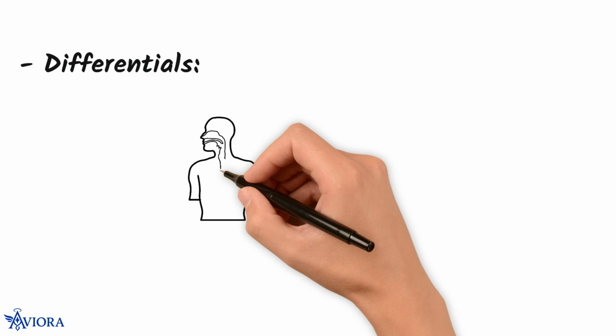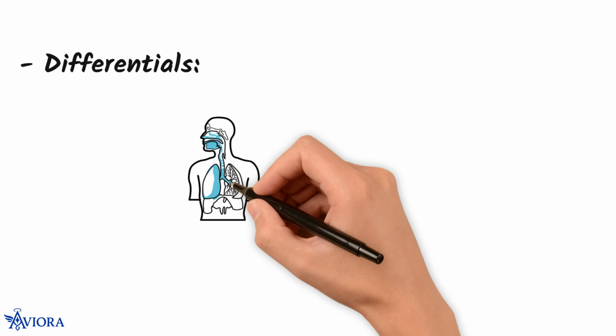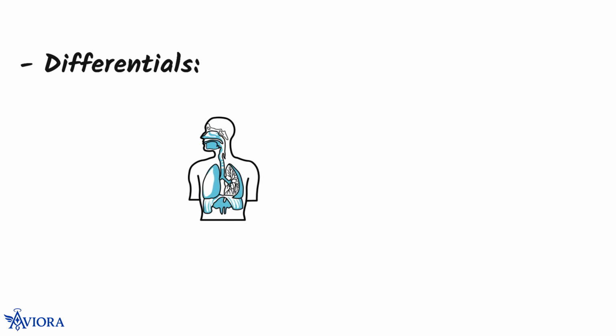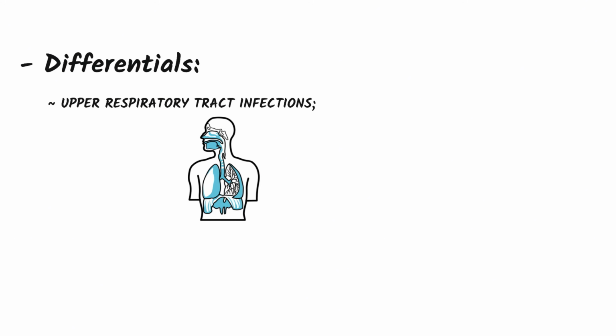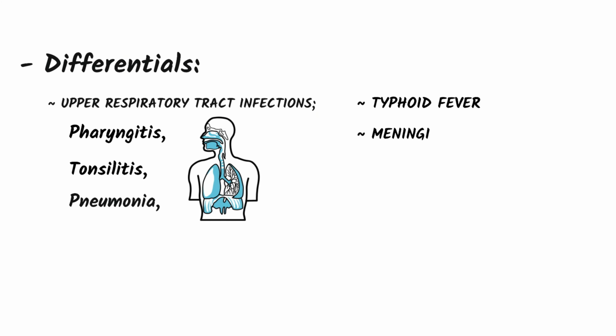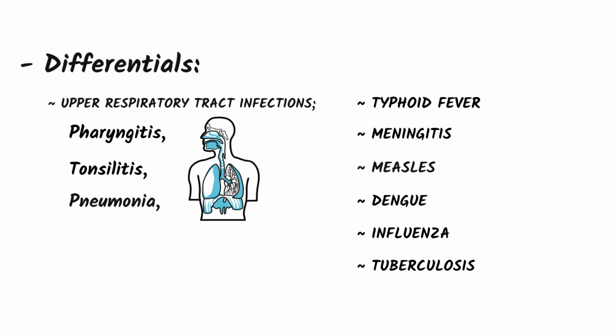Differential diagnosis. Malaria is a great mimic, capable of presenting with clinical features that critically overlap with other severe illnesses. Therefore, before any anti-malarial intervention is initiated, clinicians must rigorously rule out essential differential diagnoses. This includes upper respiratory tract infections, such as pharyngitis and tonsillitis, severe systemic infections like pneumonia, typhoid fever, and meningitis. Other tropical pathologies such as measles, dengue, influenza, and tuberculosis, and metabolic emergencies like hypoglycemia.